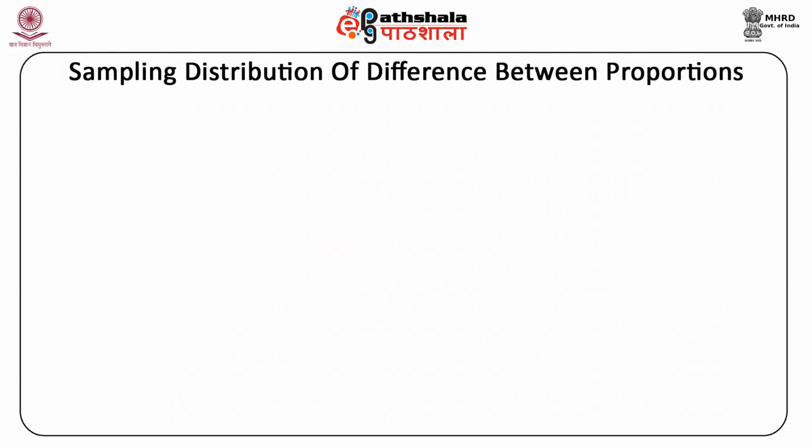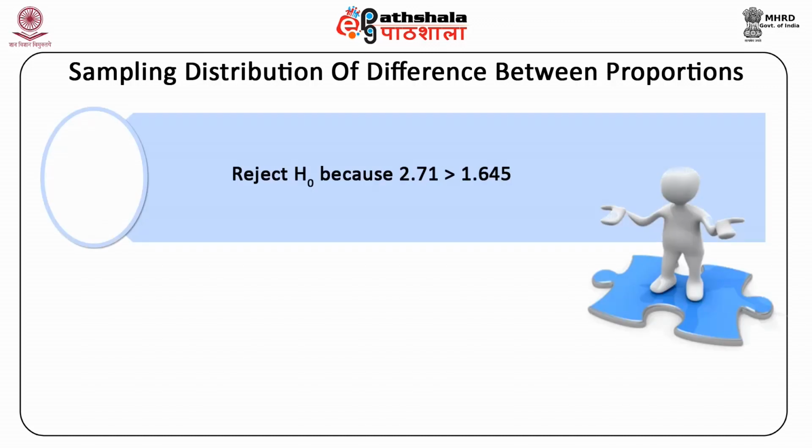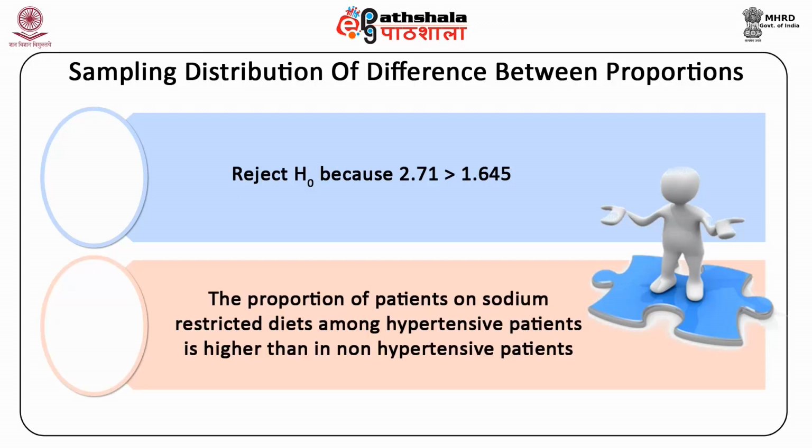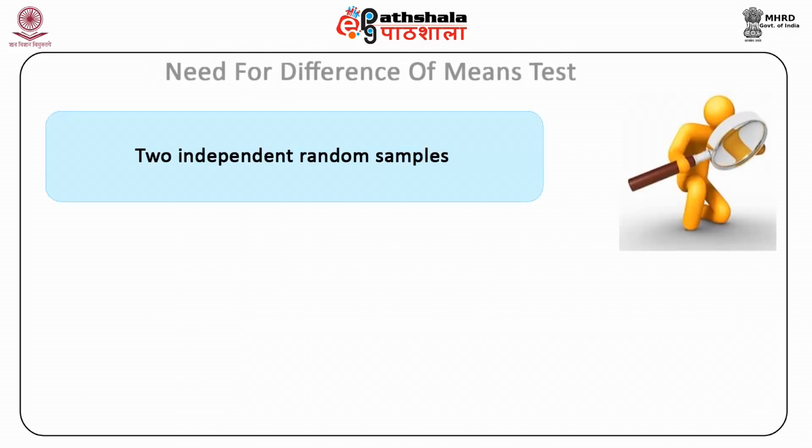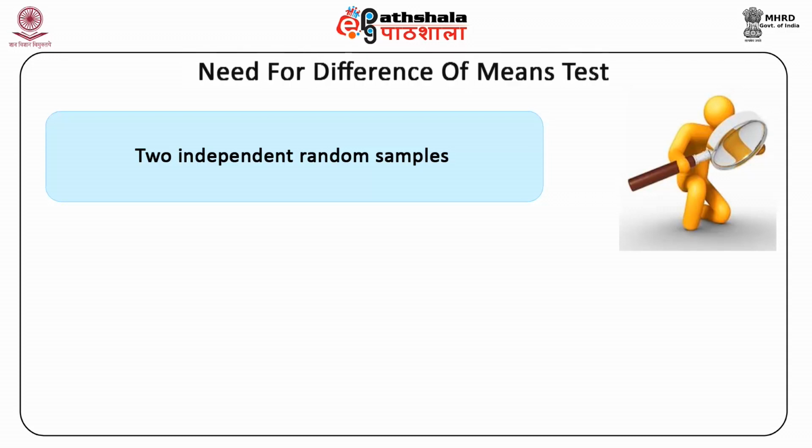Moving on, how to make the statistical decision. Reject H0 because 2.71 is greater than 1.645, and thus we can conclude that the proportion of patients on sodium restricted diets among hypertensive patients is higher than in non-hypertensive patients. Further, moving on to understand the need for the difference of means test.